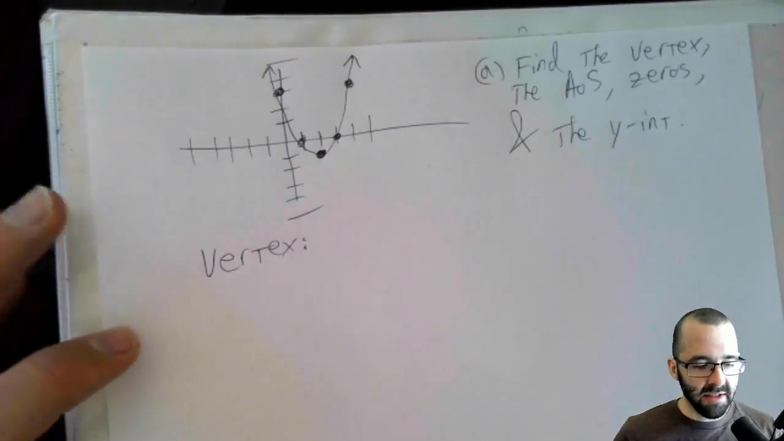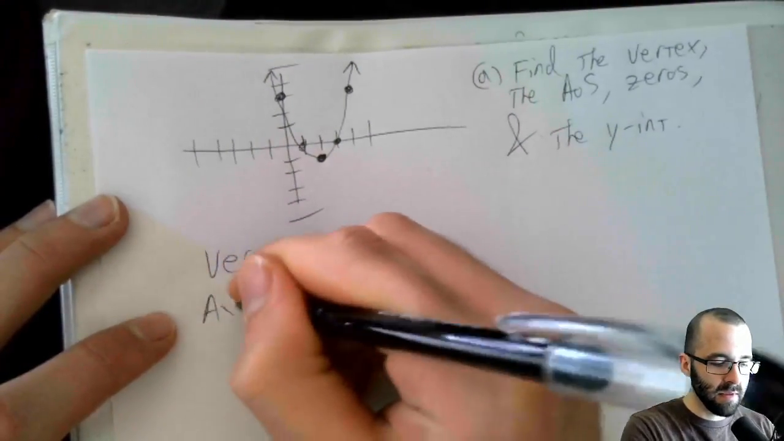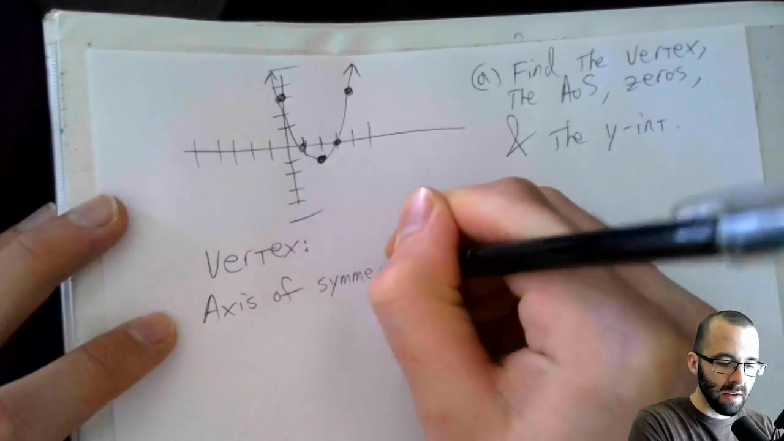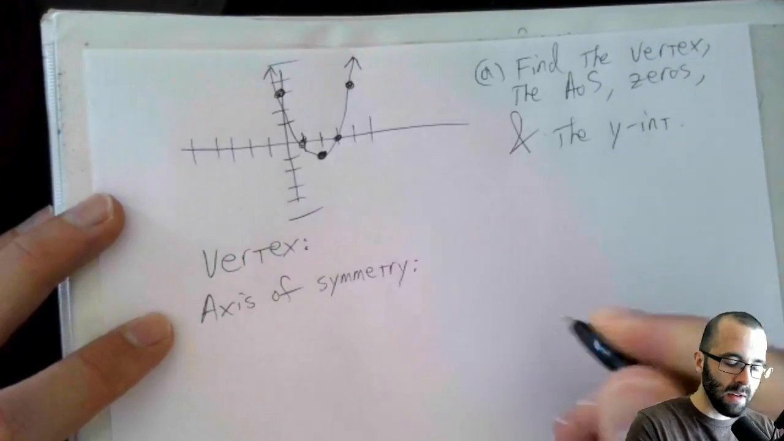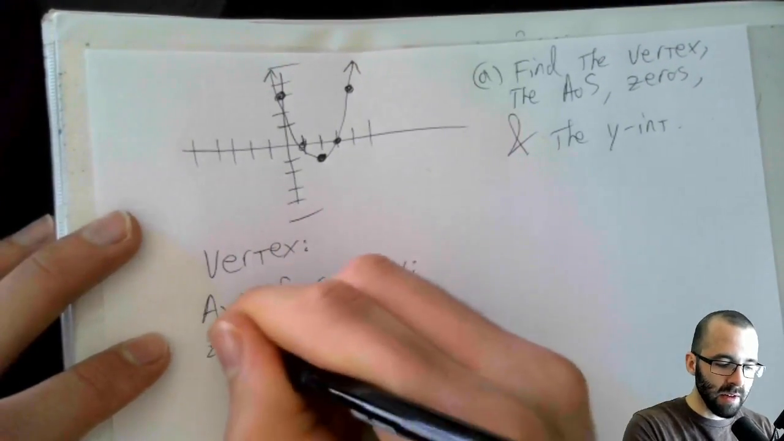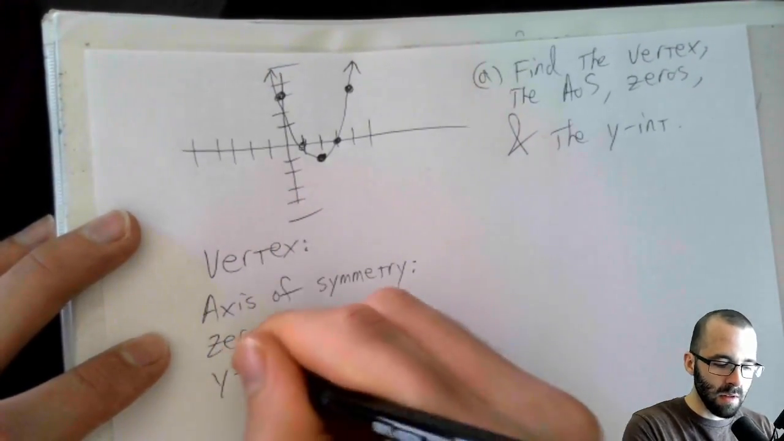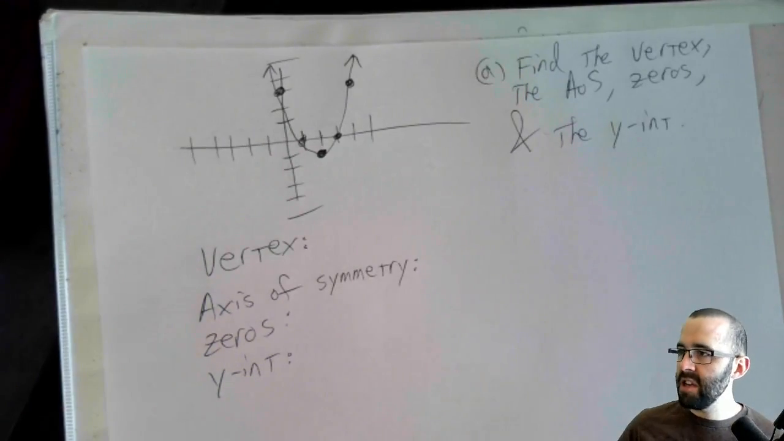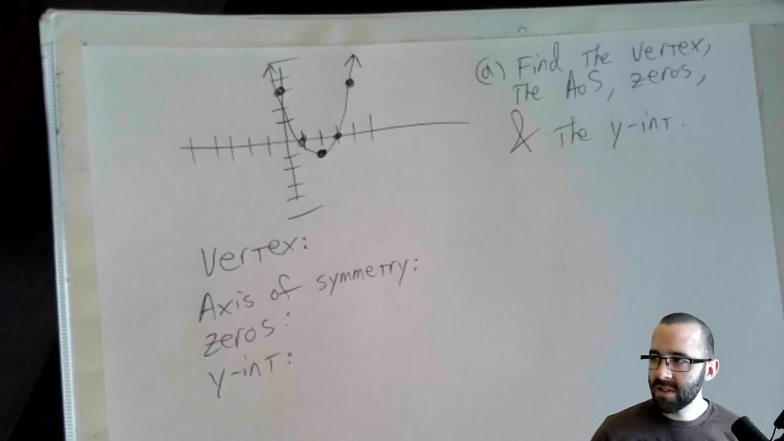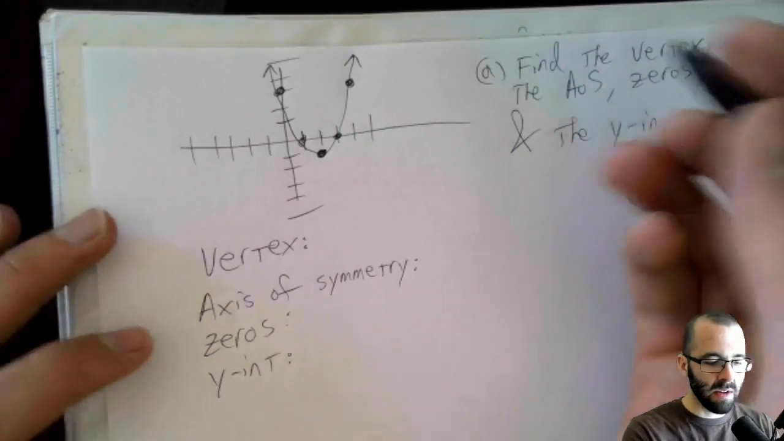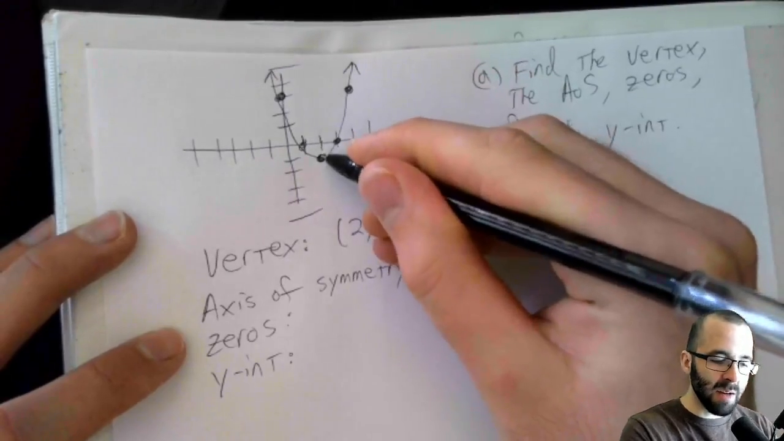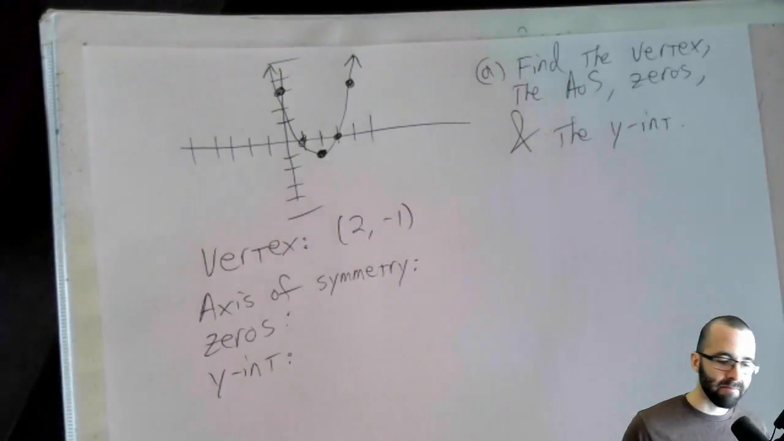Someone tell me the vertex of this, in the chat. Using our definition, the vertex is the bottom, which is (2, -1). Exactly, thank you. So the vertex is just the point (2, -1). It's either the bottom or the top of the parabola.